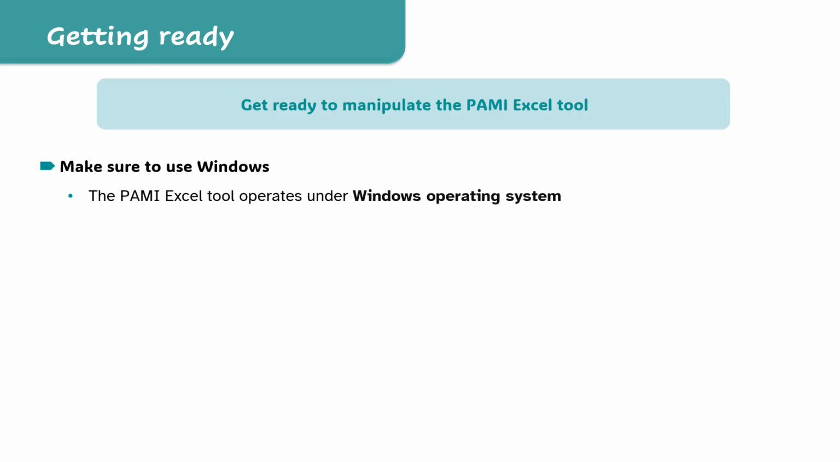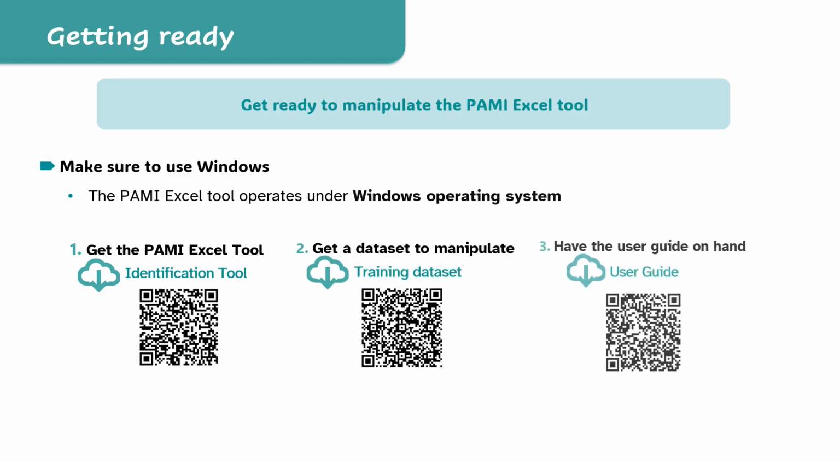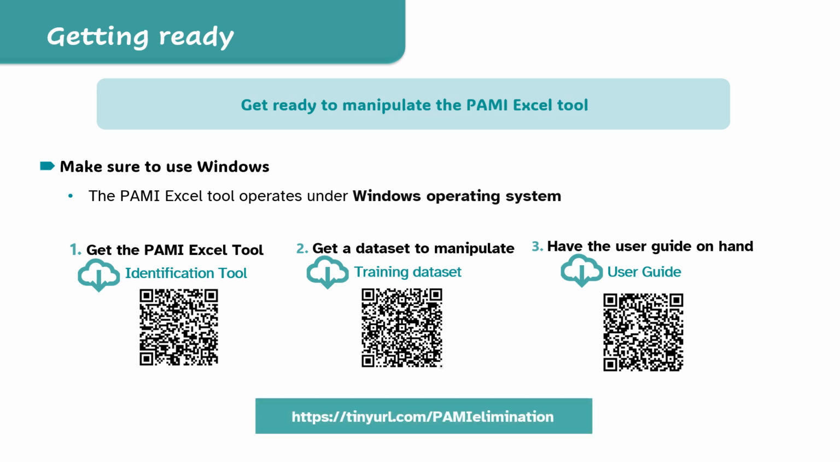First, the PAMI Excel tool operates under Windows. Make sure you have access to an operating system that is compatible. Then, make sure you have on hand the PAMI Excel tool, a training data set to manipulate, and the user guide of the Excel tool. You can download this material online at tinyurl PAMI Elimination. You can also access each document by scanning these QR codes. With this material on hand, you will be able to follow along throughout this module. Do not hesitate to pause the video as needed to explore the tool and practice using it on your own.